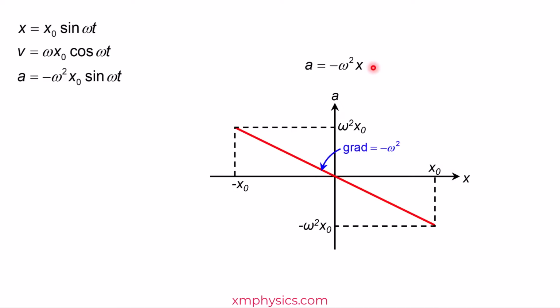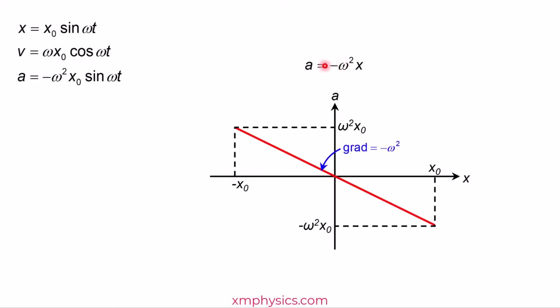Okay, let's try to appreciate what we've just discovered, yeah? So it seems like for SHM, the acceleration is directly proportional to its displacement. The velocity is not even in the picture. So the further away you are from the equilibrium position, the larger the acceleration. Now notice the negative sign here.